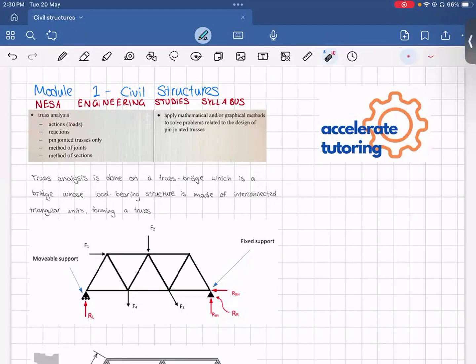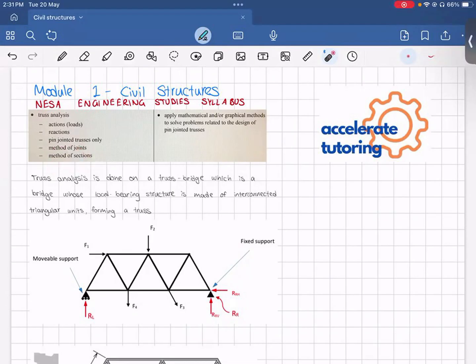Now within truss analysis there are key things that you should be able to do, which is determine what the actions on a truss are, determine what the reaction values are, be able to analyze the pin joint trusses only, and then be able to solve using both method of joints and method of sections for trusses.